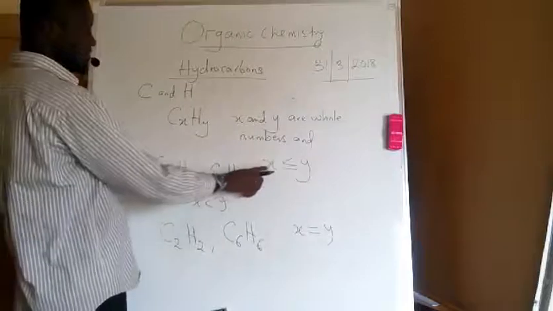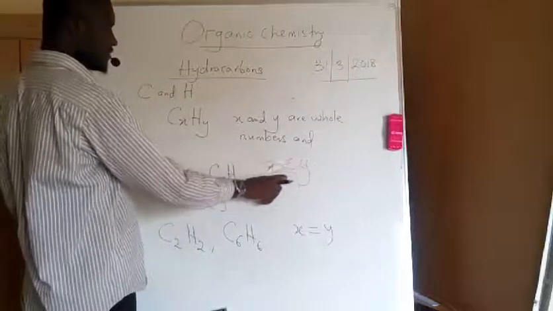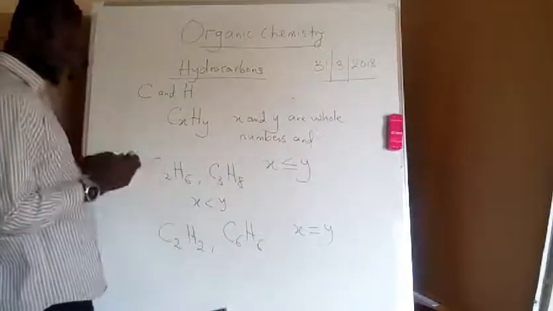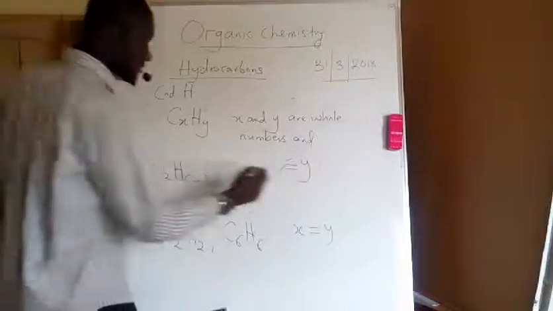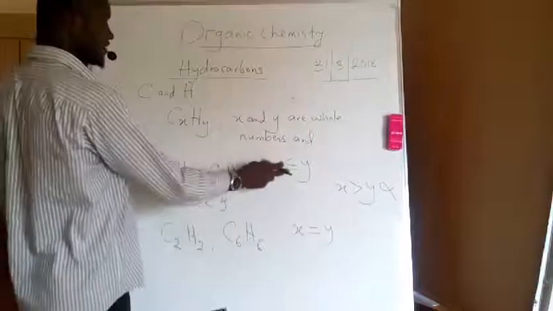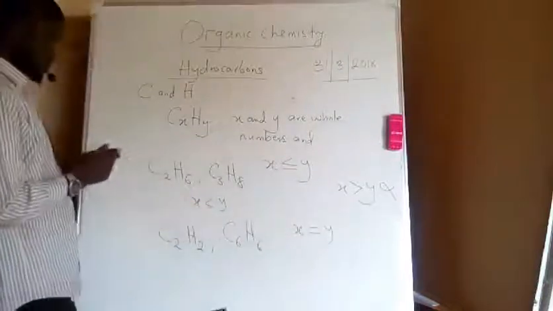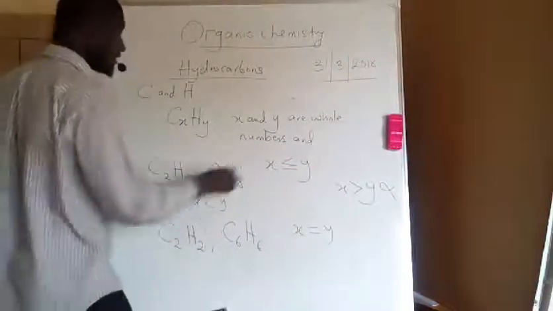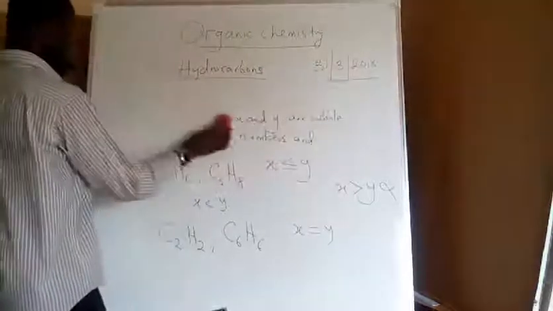So this is why we say x is either less than y or equal to y. But x can never be greater than y. It is either less than y or equal to y. Now let's look at the classification of these compounds, hydrocarbons.